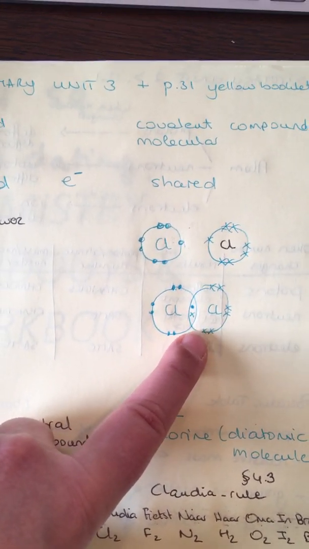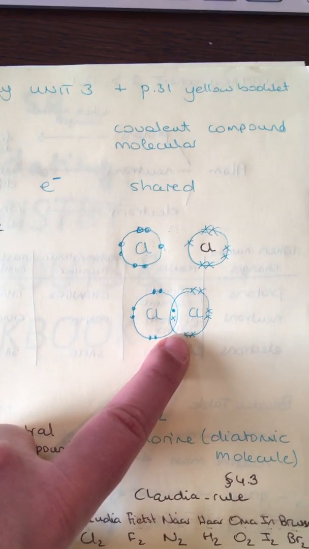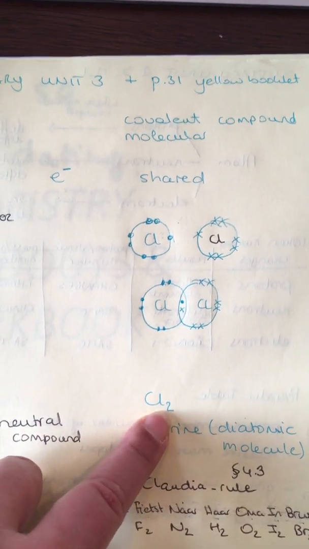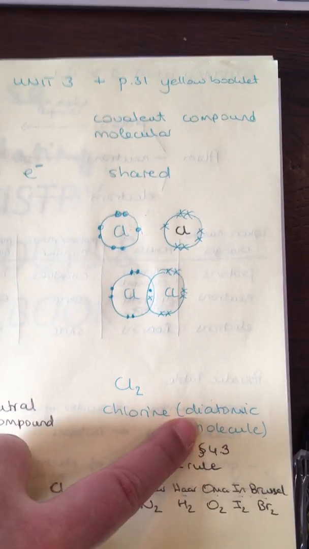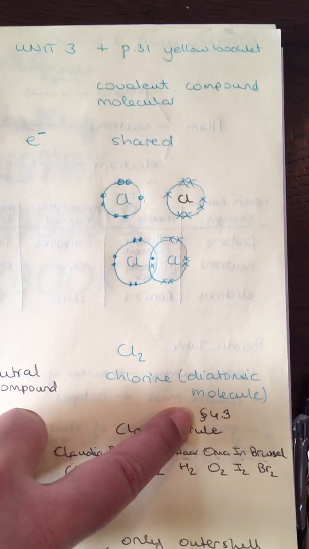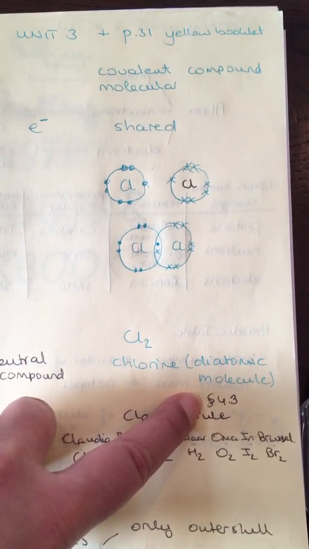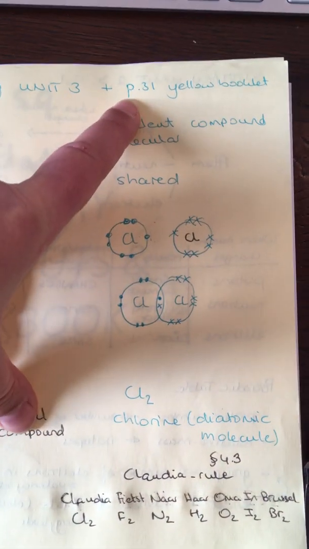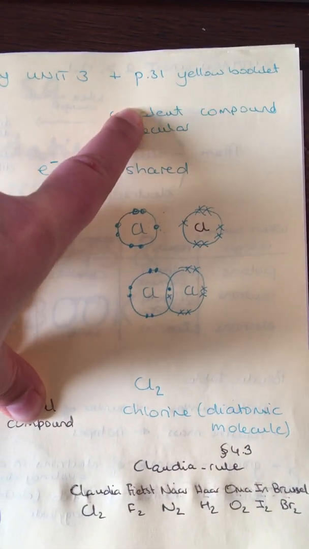And so whenever we have chlorine, we write Cl2. Chlorine is a so-called diatomic molecule. You find the full list in Unit 4.3 or on page 31 of the yellow booklet.